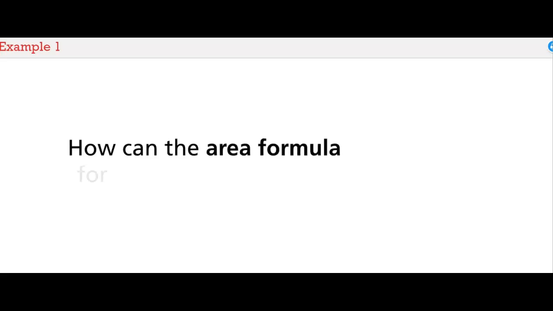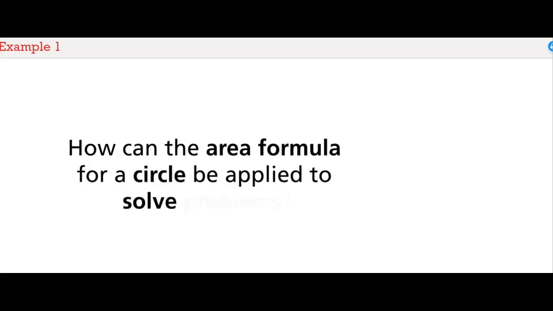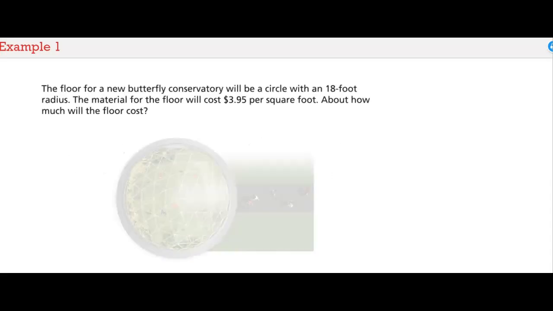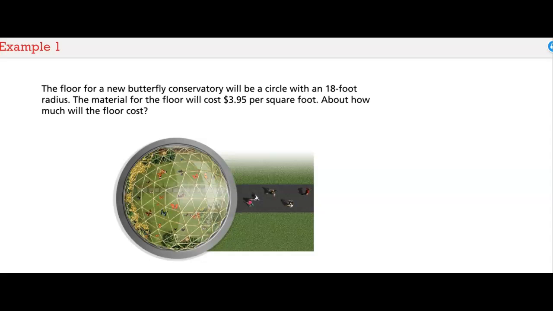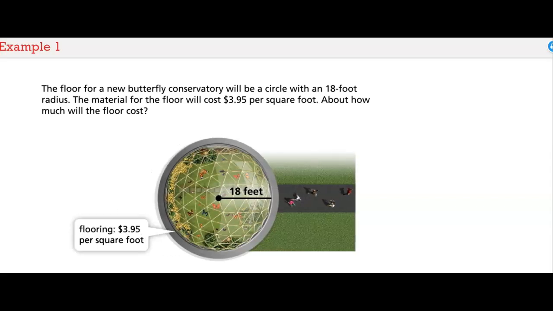The area formula for a circle can be applied to solve problems. Think about this question during the lesson. The floor for a new butterfly conservatory will be a circle with an 18-foot radius. The material for the floor will cost $3.95 per square foot. About how much will the floor cost?